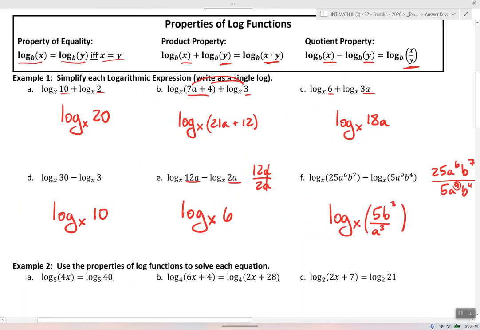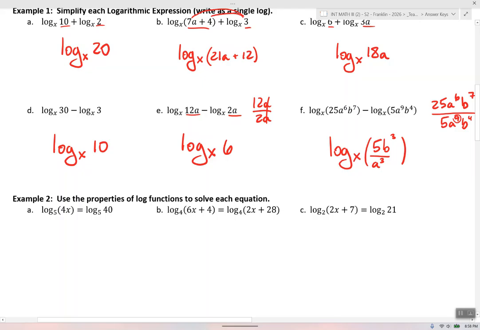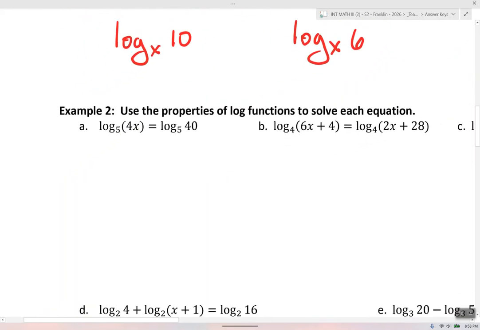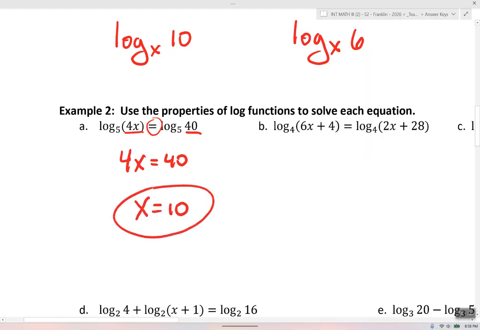That's how to simplify some expressions using the product and quotient properties. And now let's get into solving some equations using the property of equality as well. So here we have log base 5 of 4x equals log base 5 of 40. Since these are equal, we know that their values are equal. So I can write an equation 4x equals 40, and so x equals 10. Notice we didn't even use the base of that log at all. All we need to do is confirm that those bases are the same.